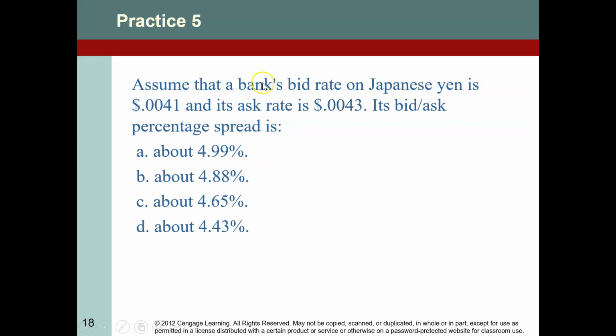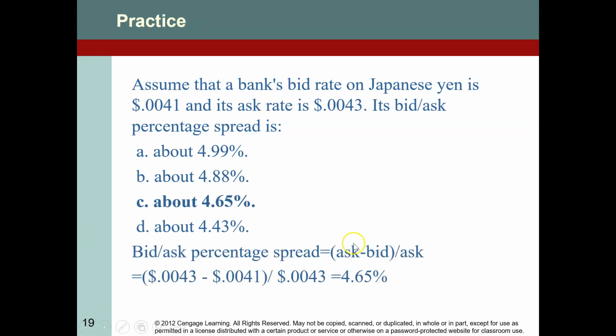Next question. We have this bank with a bid rate on Japanese yen as 0.0041 and ask rate as 0.0043. What is its bid ask spread? Very similar question here. Use the same formula, plug in the numbers, and let me know which one you want to choose here. You can pause the video if you need more time.